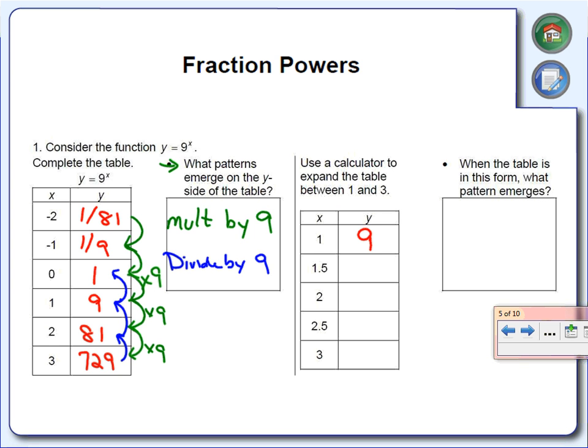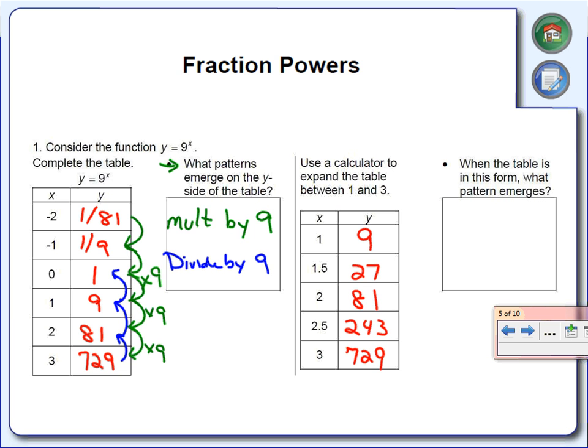27. What number do we see next to 2? We already said that. We see 81. What number do you see next to 2.5? 243. And what do we see next to 3? 729.